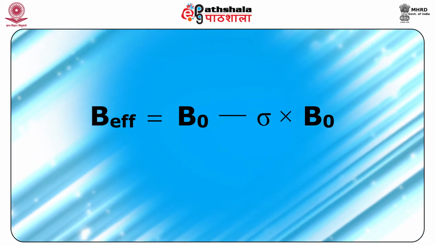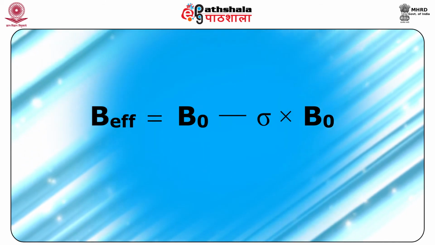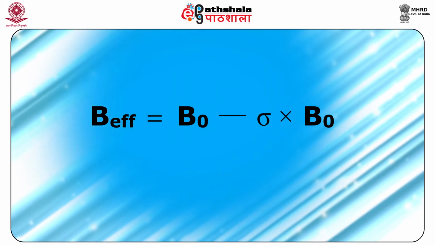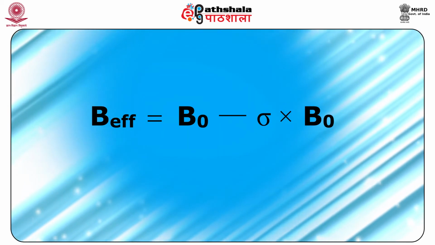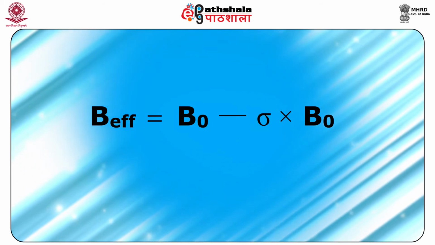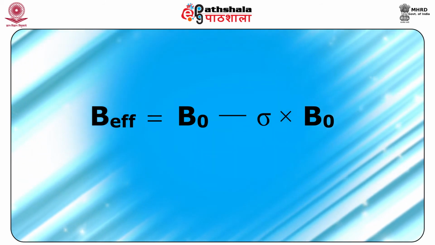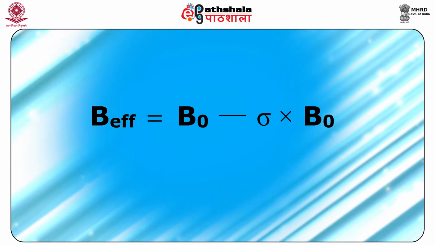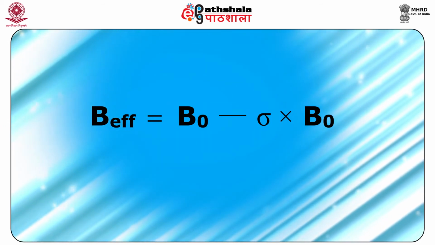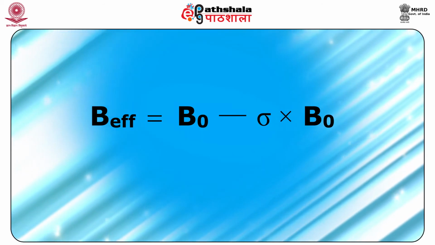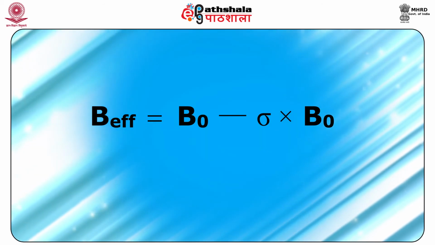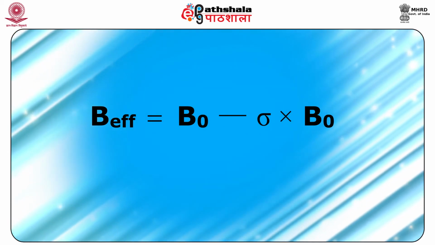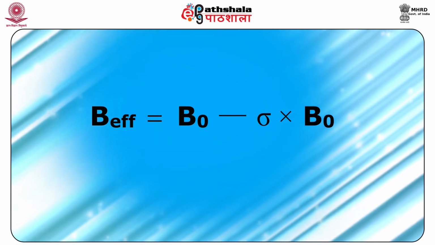Now let us put it into a mathematical equation. B effective, that is the effective magnetic field felt by a proton, is equal to B naught minus sigma B naught. B naught is the magnetic field applied by the instrument, where sigma is the screening or shielding constant. So B effective will be the field which is actually felt by that nucleus when it is surrounded by a number of electrons, which may change from nucleus to nucleus.